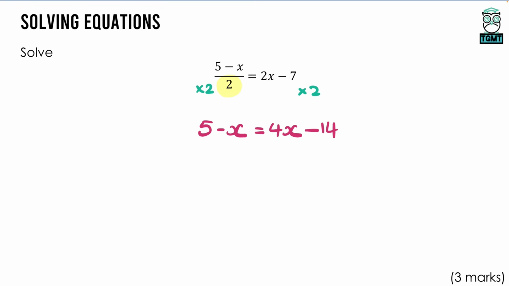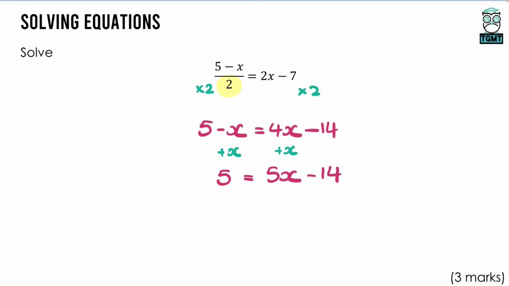Now when there are letters on both sides of the equal sign, I always look for the smallest value of x, or the smallest coefficient of x. Now in this case, we have a negative x, which is smaller than the 4, as that's negative 1. So to get rid of that negative 1x on the left-hand side, we would add x to the left-hand side. Whatever we do to one side, we do to the other. So we add x to the right-hand side. That leaves us with 5, which is equal to 5x minus 14.